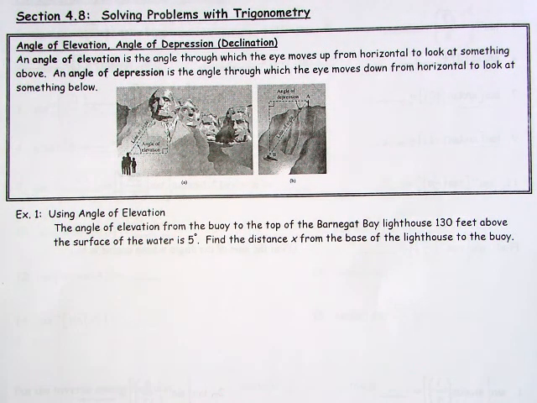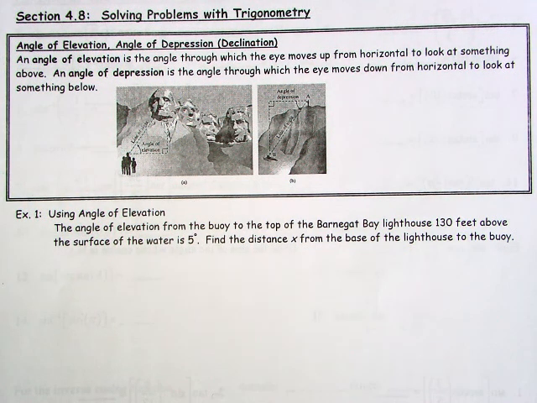So the first one is an angle of elevation problem. It says the angle of elevation from the buoy to the top of the Barnegat Bay lighthouse, I don't know exactly how you say that, 130 feet above the surface of the water is 5 degrees. What is the distance x from the base of the lighthouse to the buoy?